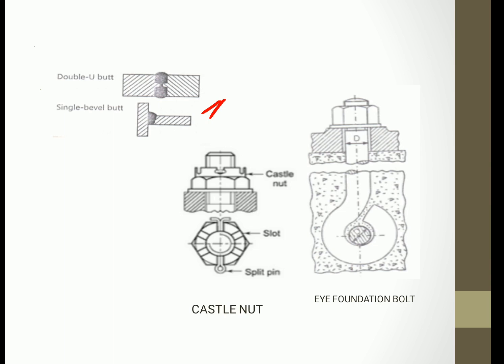Generally nuts are used for joining. Now in eye foundation bolts, one end of the bolt is forged into an eye and a cross piece is fixed here. Now what is a foundation bolt? Foundation bolts are used for fixing the machine on the foundation.